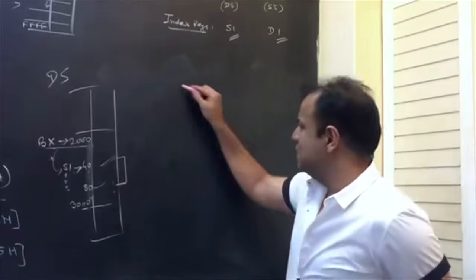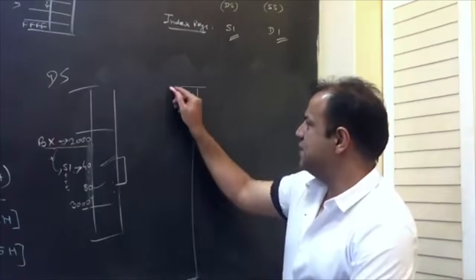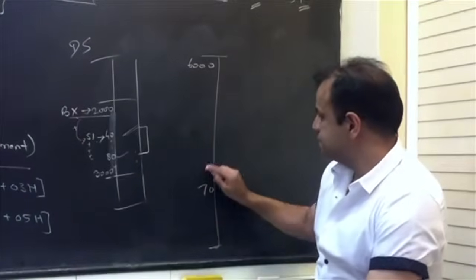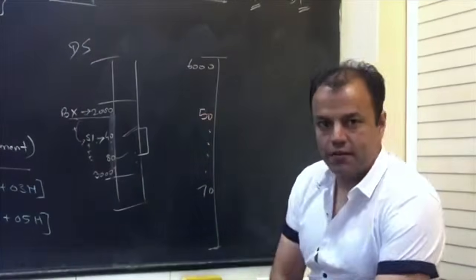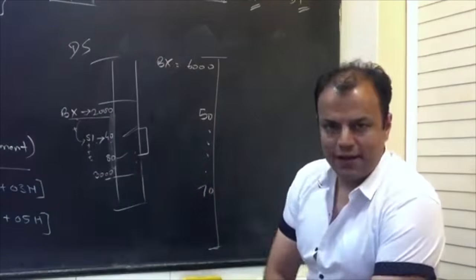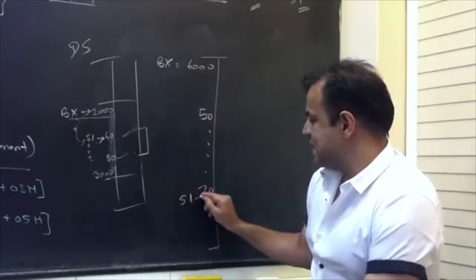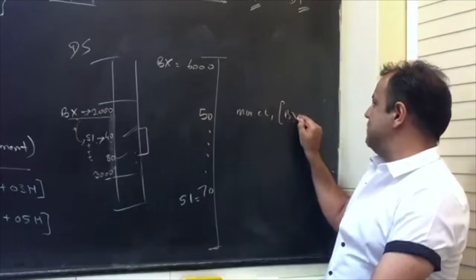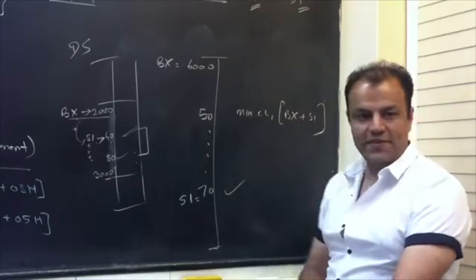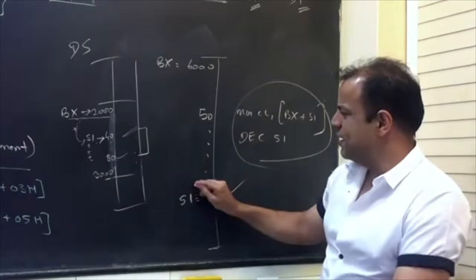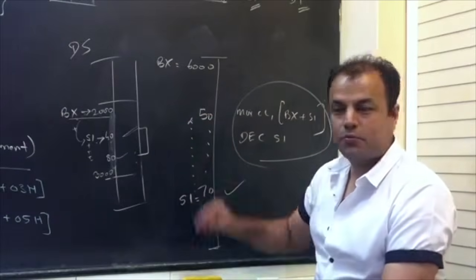Come on, one more example. There is a huge array starting from location 6000. You want its 70th element up to its 50th element in the reverse order. What do you do? Initialize BX with the value 6000, initialize SI with the value 70. When you write MOV CL, [BX plus SI], you will get this data. In the loop, decrement SI. SI will go on getting decremented, you will go up to 50.